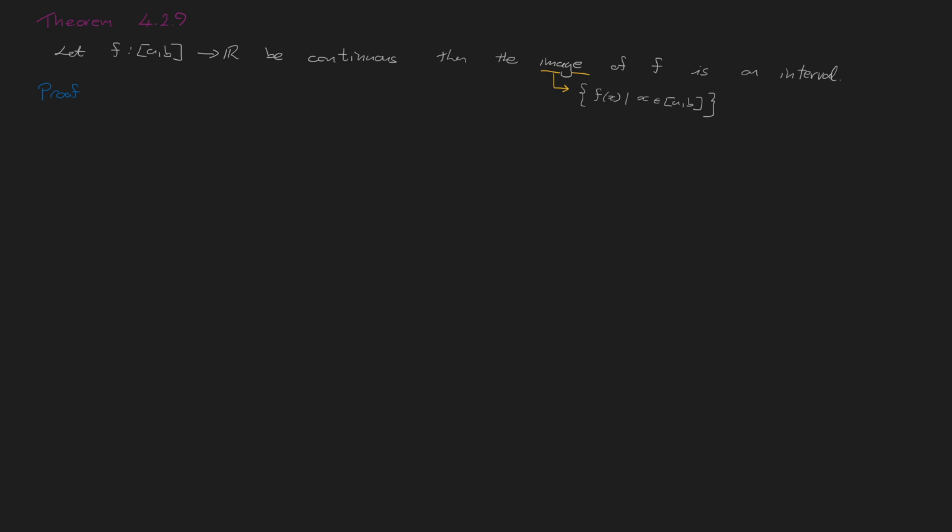So in this case, in 4.2.9, we say we have a function again from some closed bounded interval to the reals. The function is continuous, then the image of the function is an interval. So that might just be a single point, so you could imagine a constant function, but what we mean by image is just the set of f of x as x ranges across the domain of f.